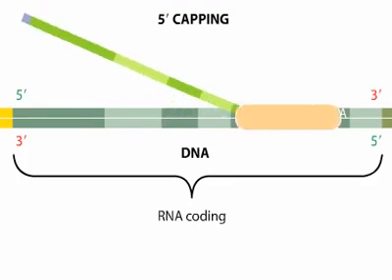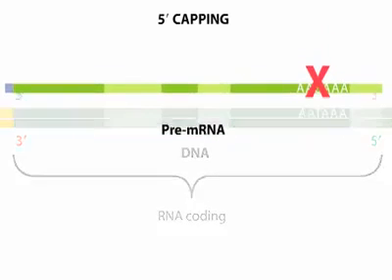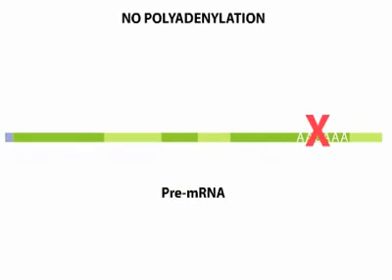If the 3' consensus sequence does not function properly, the cleavage of the pre-mRNA cannot take place. The result is mRNA lacking a poly-A tail.